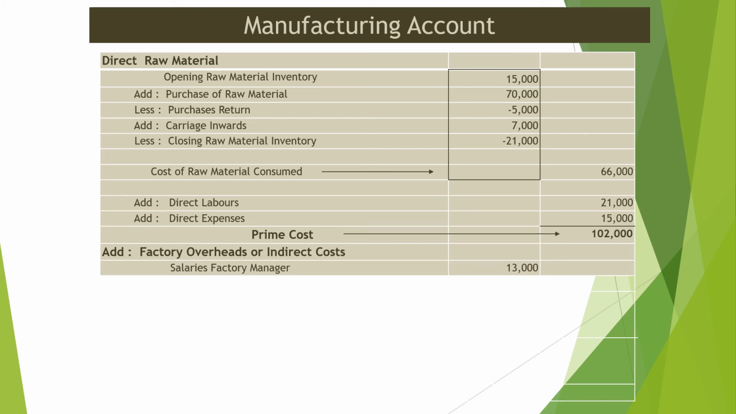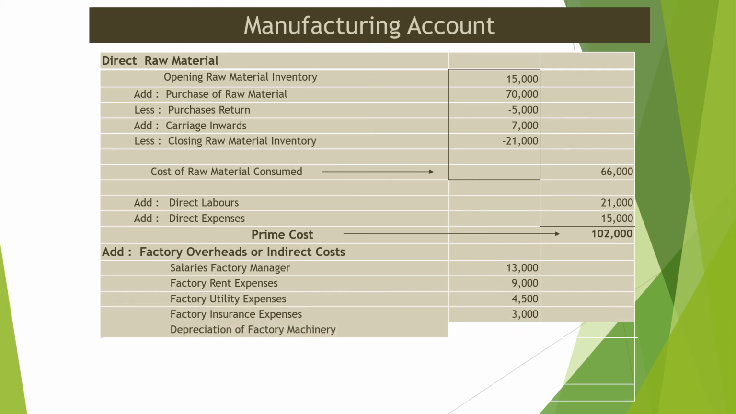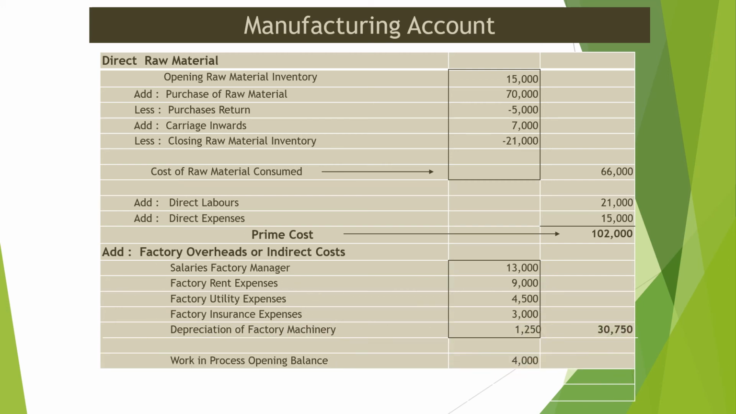These are the salaries for factory managers. They are all indirect costs. You can see there the factory rent, utility expenses, which can be electricity or anything, and insurance expense related to the factory only. Depreciation of factory machinery, and the total of overheads is 30,750. So it will again be added to the prime cost to reach the total production cost.